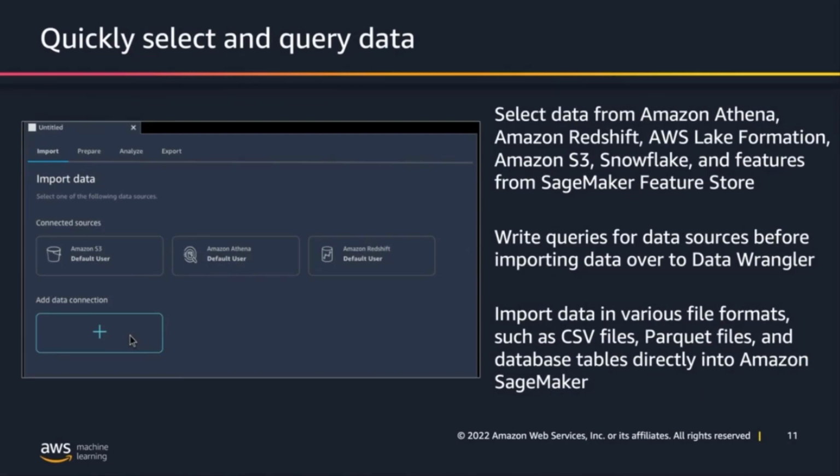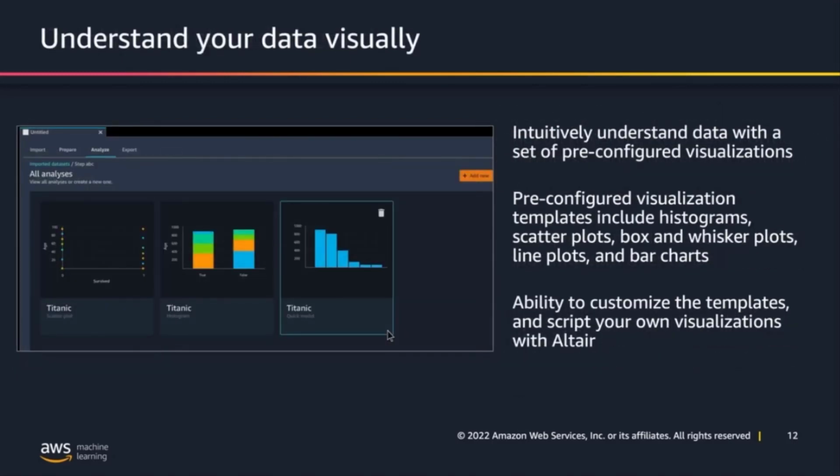Visually, it looks the following. You select data that you want to import, select a source, or add a data connection. You can import data in various file formats. Data Wrangler supports CSV, Parquet files, database tables, and supports different sets of delimiters. You can define if a file has a header or not. So you have all these options in the user interface.